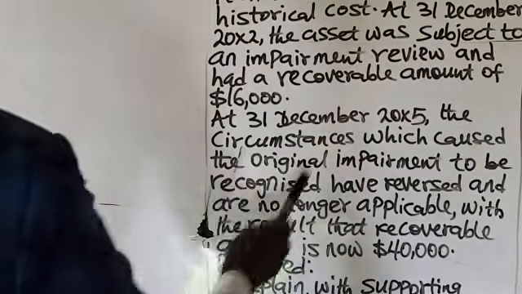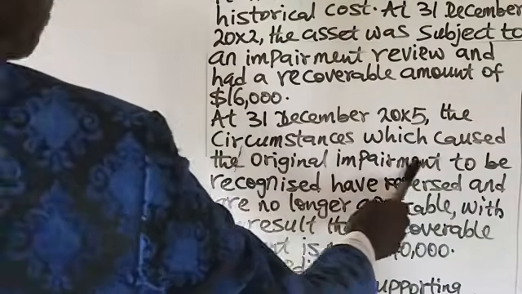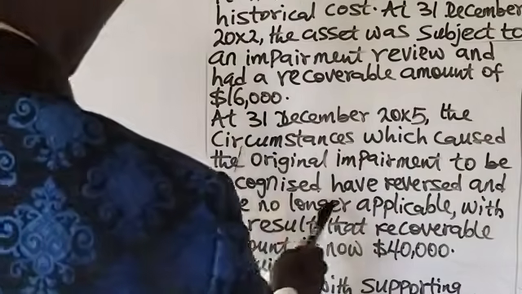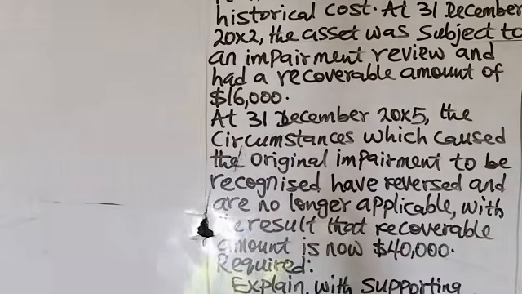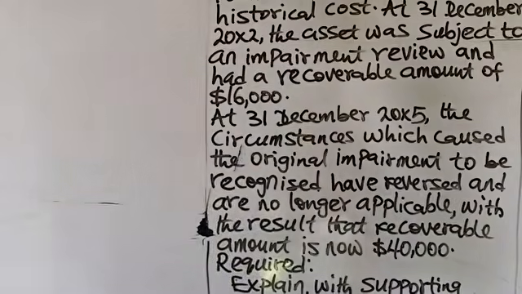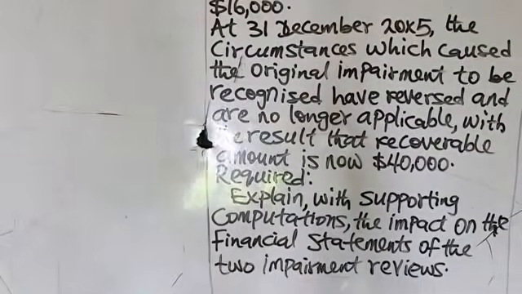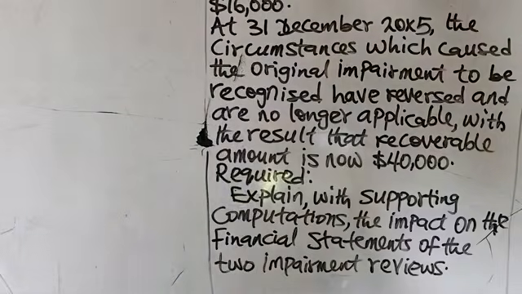At 31st December 20X5, the circumstances which caused the original impairment to be recognized have reversed and are no longer applicable, with the result that the recoverable amount is now $40,000. Required. Explain with supporting computations the impact on the financial statements of the two impairment reviews.